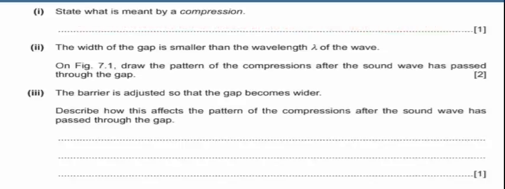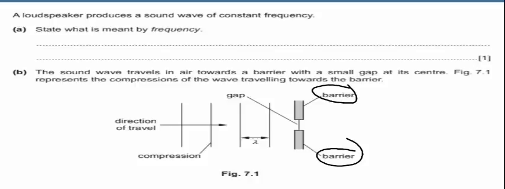Then as for Roman number 2, it is saying the width of the gap is smaller than the wavelength, which is the lambda of the wave. On figure 7.1, draw the pattern of the compressions after the sound wave has passed through the gap. So let's see. This one here is the gap.